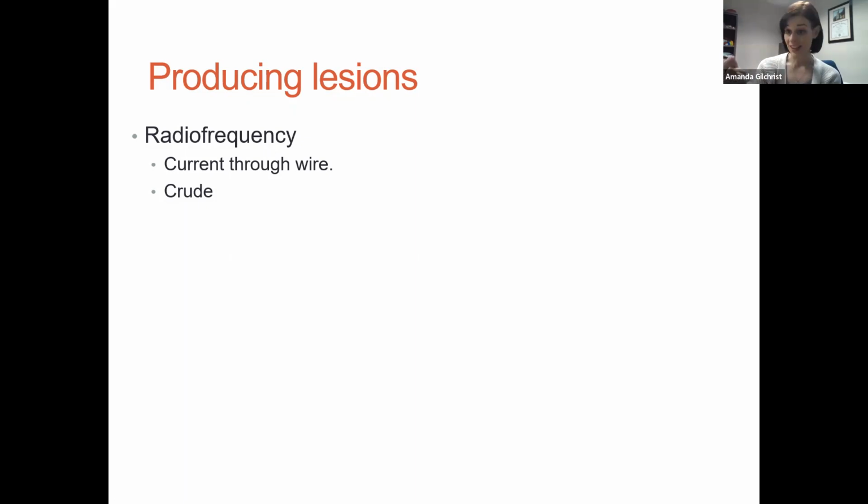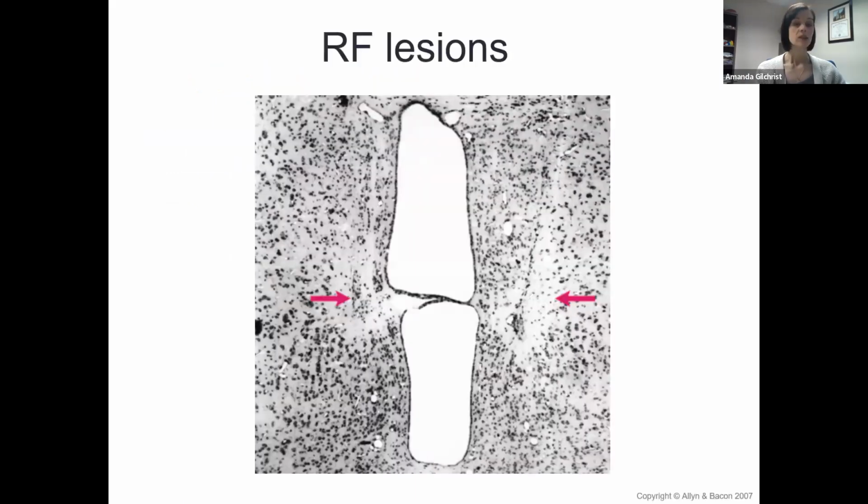So this is effective, but it's not very specific. It's not very efficient. It's often pretty crude because you're going to produce more damage than you actually want to have. So here is an example of what this looks like. Here you can see the area where the wire was inserted, and you can see the damage that has been produced through those radiofrequency lesions.